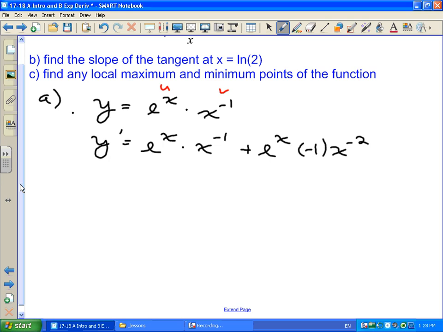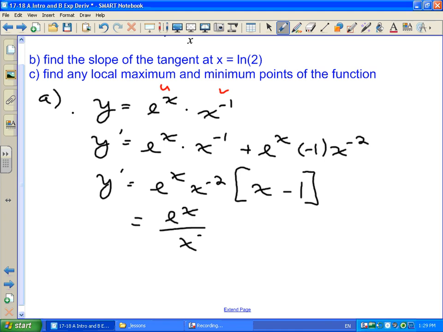And then probably, if they're just asking us for the derivative, we're going to try to simplify this thing a little bit here. So we can factor out e to the x. We can factor out the lowest power of x here, which is going to be x to the negative 2. And that's going to leave us with an x and a negative 1 inside the brackets. So this would be e to the x over x squared times x minus 1. That's sort of the most simplified form of the derivative that we could have.